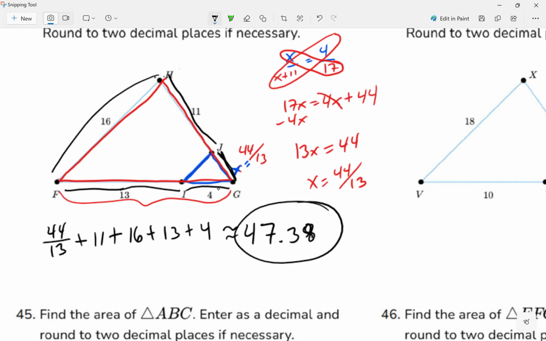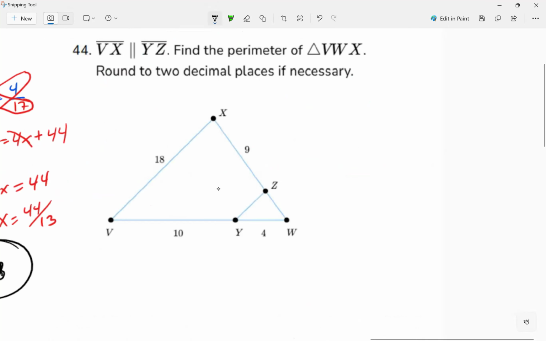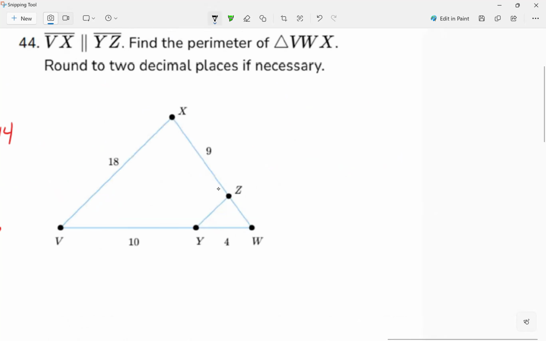Not bad. Let's take a look at here. Number 44. Find the perimeter of triangle VWX and round to 2 decimal places. Right, VX is parallel to YZ. So I know that, kind of like we did in number 43, a little triangle is similar to a big triangle. I want to solve for this side. I'm going to call it X right now. I'm going to say X equals, it has to equal something.